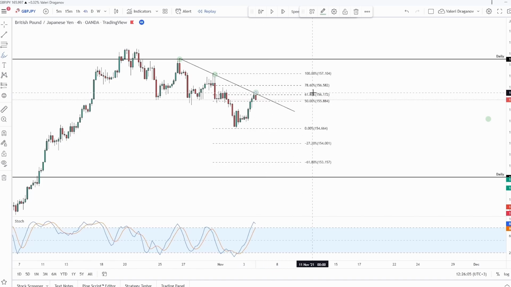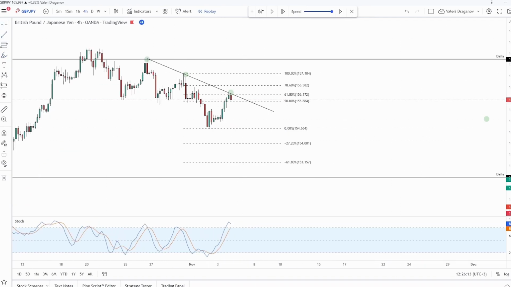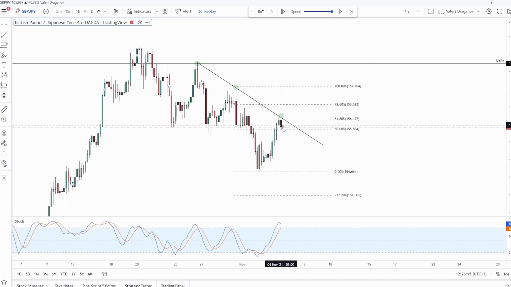We have a repulsion from the 61.8 level by Fibonacci. But before that, before we enter a deal, because we have an engulfing candle here, so this is a perfect moment for entering a short position. But again, before that, did you see anything else?